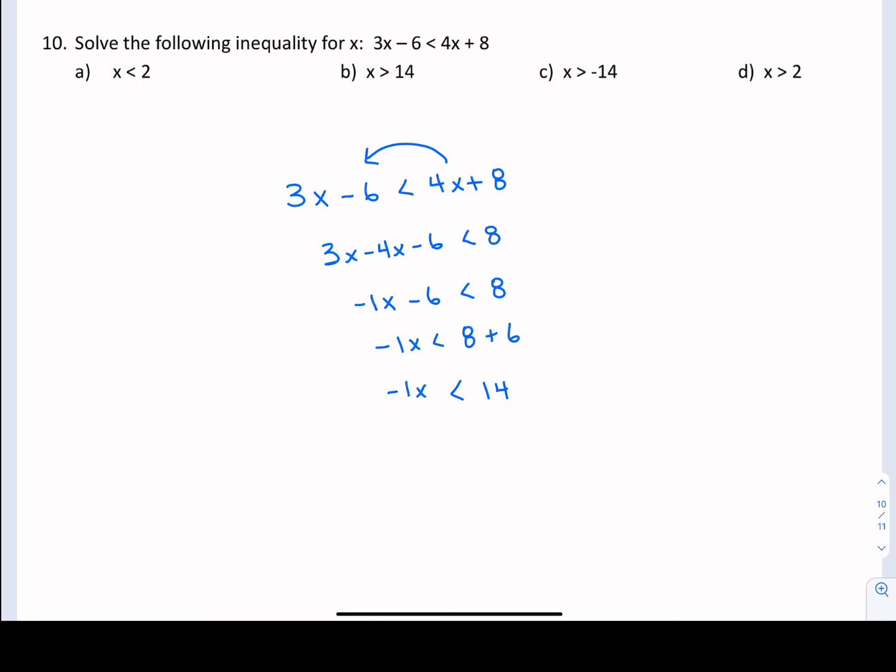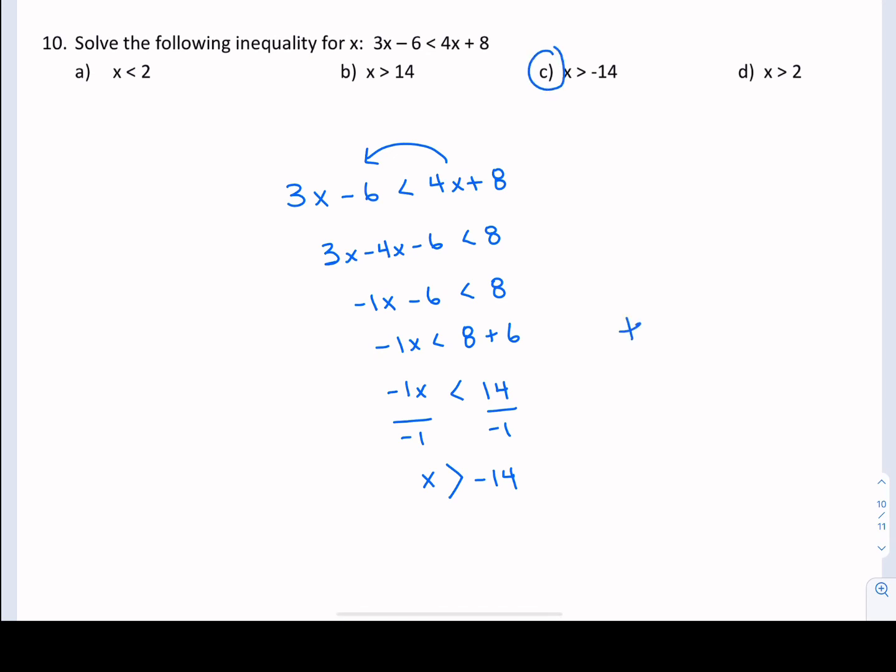Now we want x all by itself, not negative x. So what we need to do is divide by negative 1. But there's something very special or unique that happens anytime you divide or multiply an inequality by a negative. You need to flip that sign. So instead of x being less than negative 14, that less than sign needs to change its orientation and it becomes greater than. 14 divided by negative 1 is negative 14. So the proper answer for question number 10 is option C.